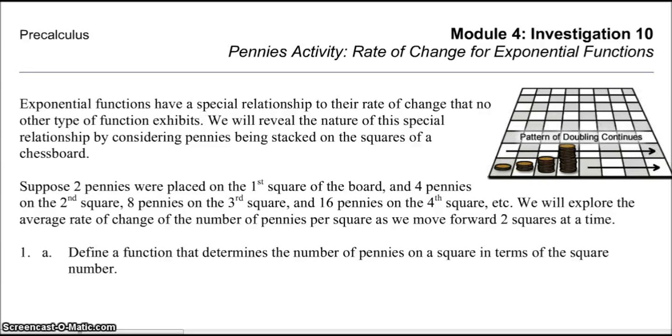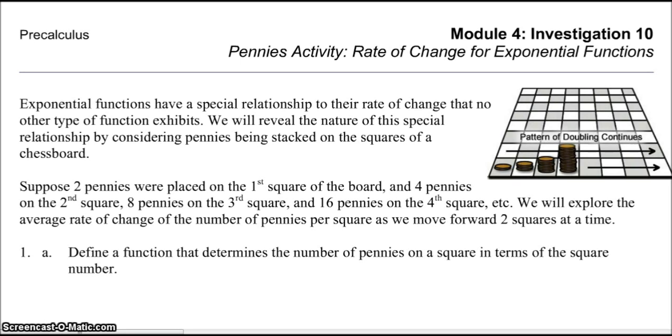Module 4 Investigation 10, Pennies Activity, Rate of Change for Exponential Functions. Exponential functions have a special relationship to their rate of change that no other type of function exhibits. We will reveal the nature of this special relationship by considering pennies being stacked on the squares of a chessboard.